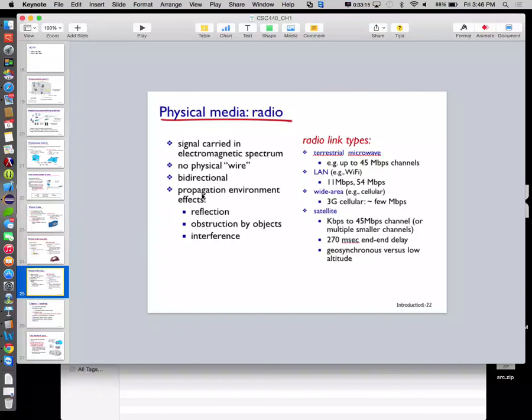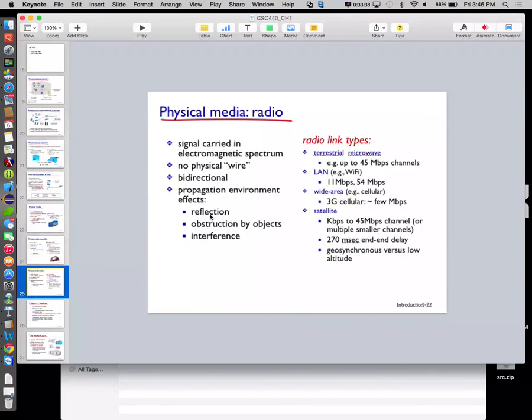So it's bidirectional. Propagation, environment effects. We have reflection, obstruction by objects, and interference. Reflection is actually a big deal. Have you ever been in a building that's made of metal? You get a lot of signals bouncing off the metal walls, and therefore the data actually doesn't get to you.